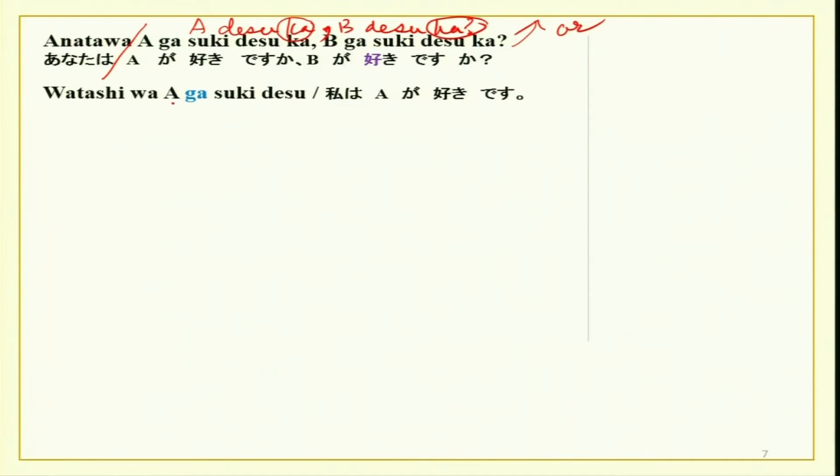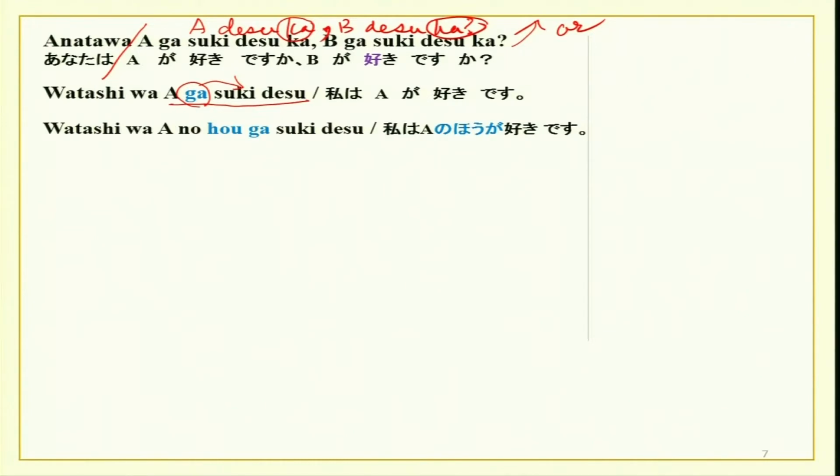Watashi wa A ga suki desu. This is the direct answer. Ga is used because of suki. Suki will always take ga because you are stating something. Now, another way you can answer is Watashi wa A no hou ga suki desu. A is noun 1, so noun no hou ga suki desu. The moment you say hou ga, the listener will understand that there is something else as well. You have shown two things and this is what you choose.